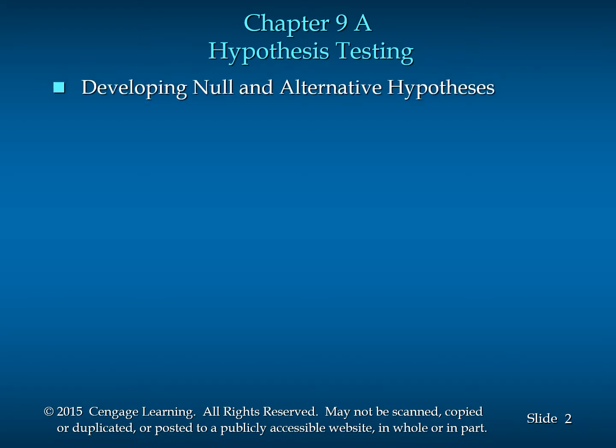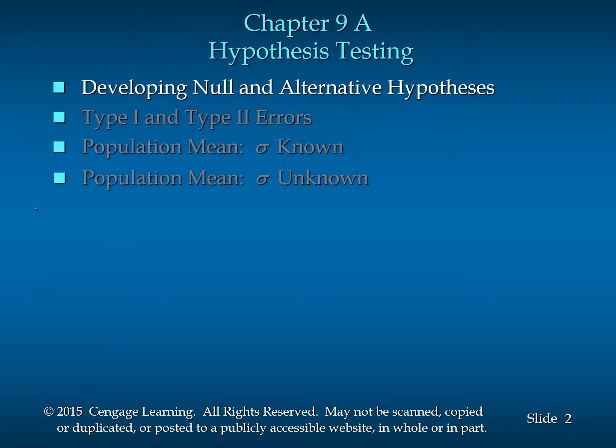In Chapter 9, we will take the concept of sampling distributions and confidence intervals to the next step. We will learn how to formulate and prove hypotheses about the population parameters using sample statistics. In this first lecture, we will look at how we develop the null and alternative hypotheses.